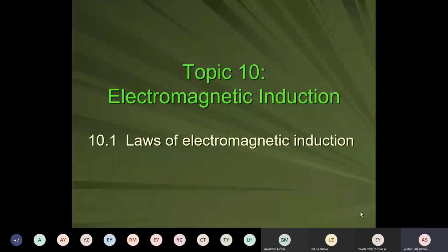So this topic is electromagnetic induction, still about magnets. But the one you learned before is motor. You learned about motor, the previous one, electromagnet. This topic is generator. So motor, generator. What's the difference between motor and generator?